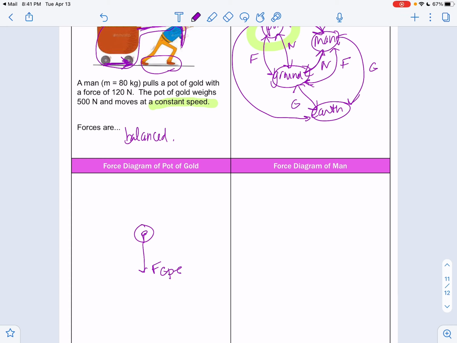Fg, pot, earth. And upward from the ground, force normal, pot, ground. Those two have to be equal and balanced, one way and the other way, so that there's not even any motion up and down. Let alone any change. There's no motion at all.